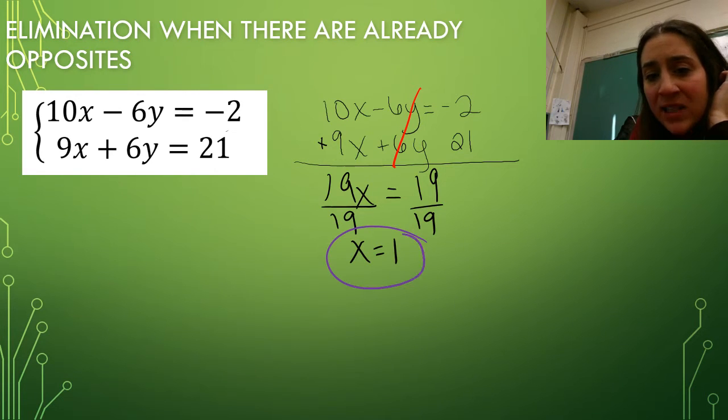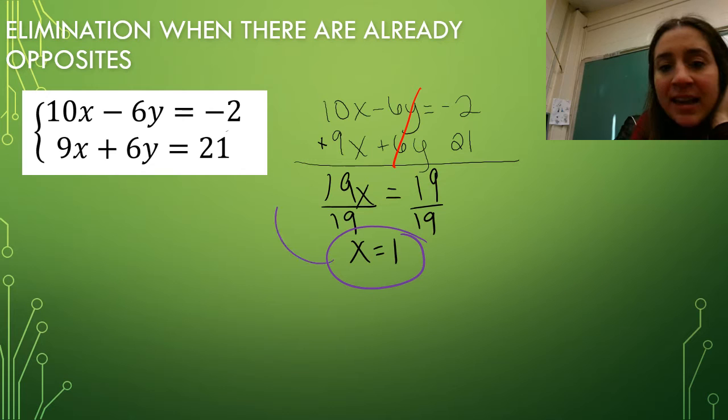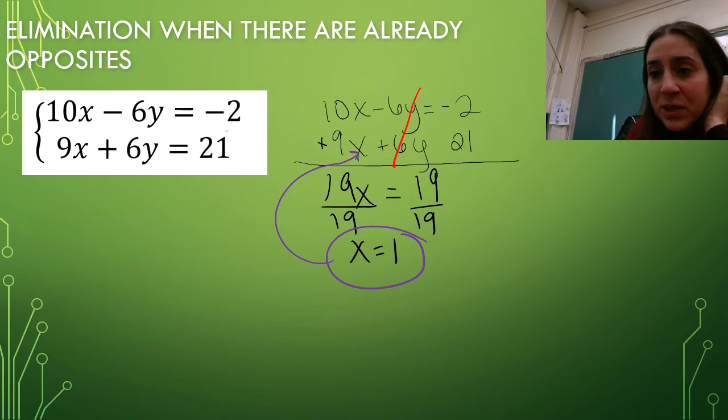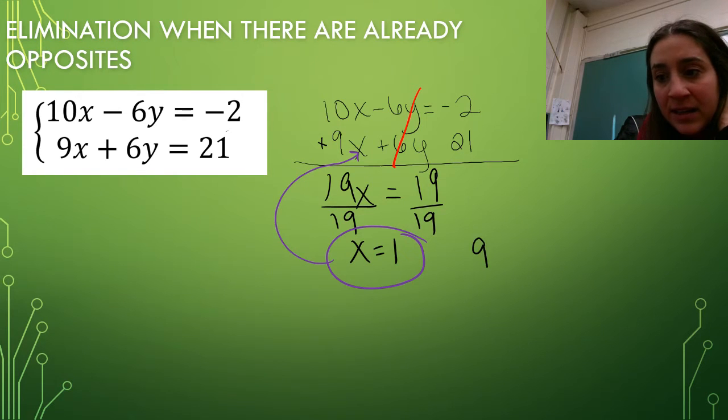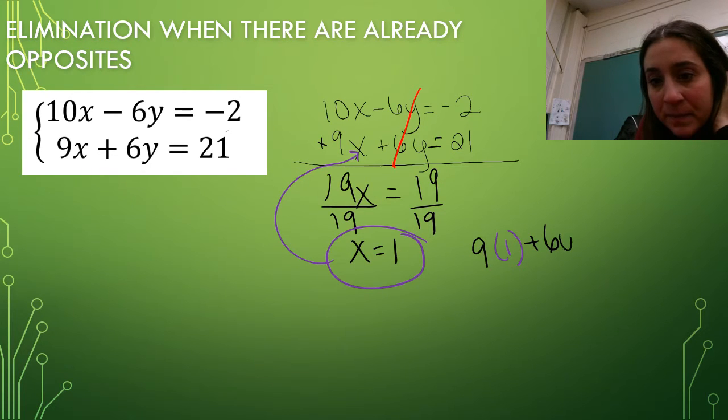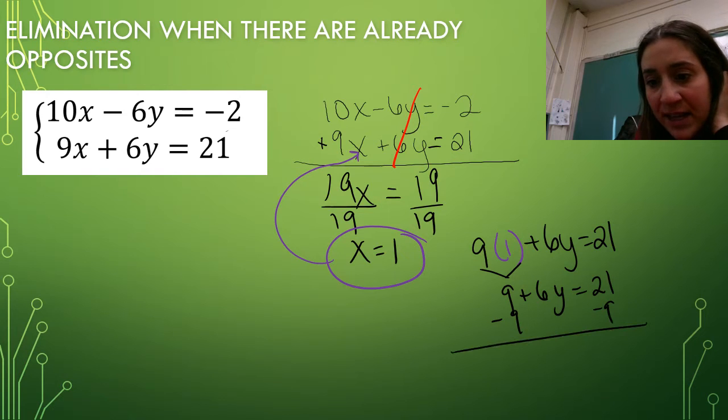Now that I know my x value is 1, I can plug it into either equation, or substitute it into either equation. Let's do that over here. So 9 times 1 plus 6y equals 21. 9 times 1 is 9, plus 6y equals 21. I'm going to subtract 9 from both sides. 6y equals 12. Divide by 6, and y is equal to 2.